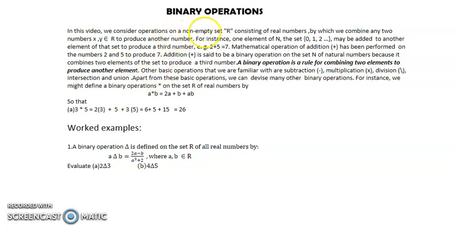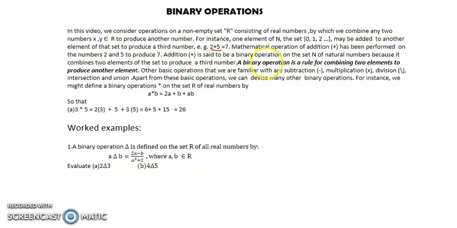Now let's consider operations on a non-empty set R consisting of real numbers, by which we combine any two elements, that is x and y, which are members of R, to produce another element. Let's take the set N, which consists of natural numbers 0, 1, 2, 3, and so on. If we add any two elements of this set under a particular operation, such as addition, for example 2 and 5, which are natural numbers, to give 7, which is also a natural number, then the mathematical operation of addition has been performed on the numbers 2 and 5 to produce 7.